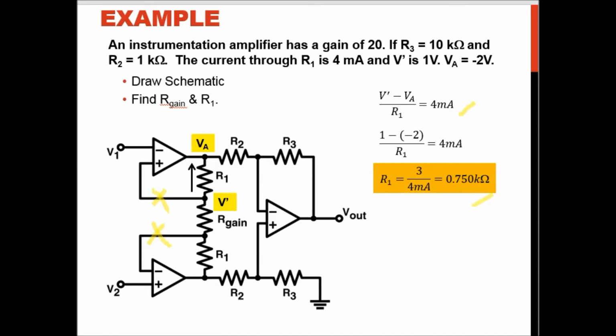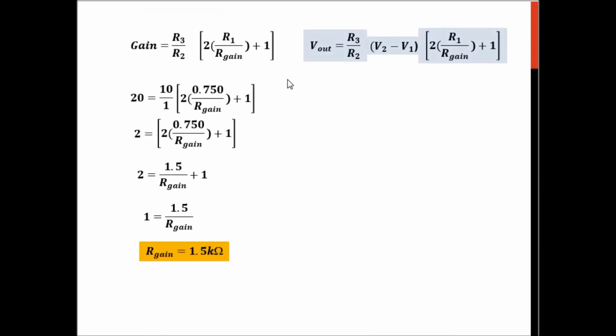Okay, next is finding your R gain. To find your R gain, this is the equation just now. V out over V2 minus V1 left you with this equation, so this is the value of your gain. You are given what is R3 and R2, and you are also given the value of gain, and you have calculated what is R1. So it's just a matter of mathematics to find what is your R gain.